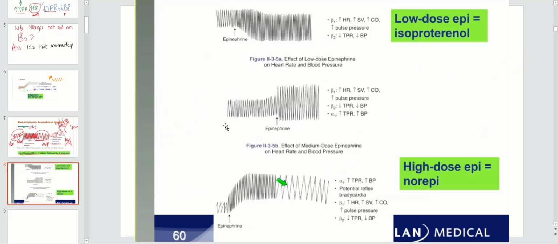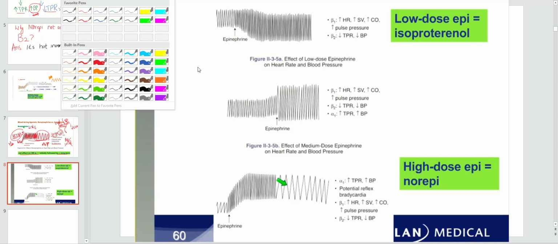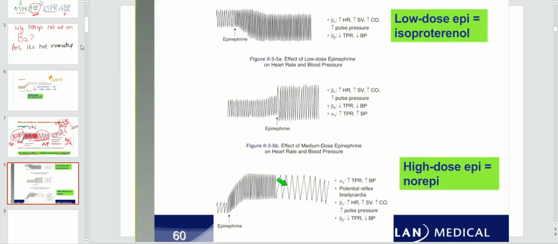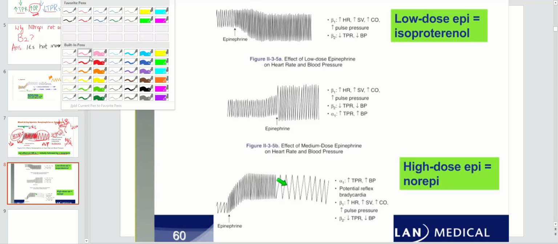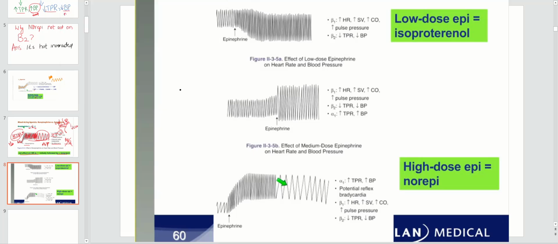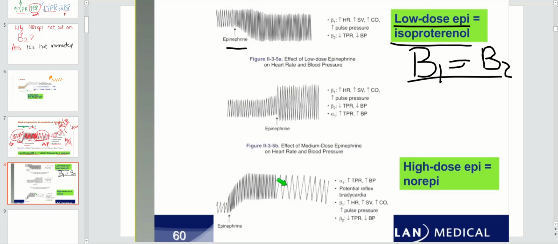So now coming toward epinephrine. Epinephrine is a very interesting drug, a very interesting neurotransmitter. As I told you, it is acting on the alpha 1, alpha 2, beta 1 and beta 2 receptors. So what is happening? Epinephrine comes in 3 doses. At low doses, it behaves exactly like isoproterenol. So isoproterenol is what? Isoproterenol is your beta agonist, which acts on beta 1 and beta 2 the same. So it has the same beta 1 and beta 2 effect.